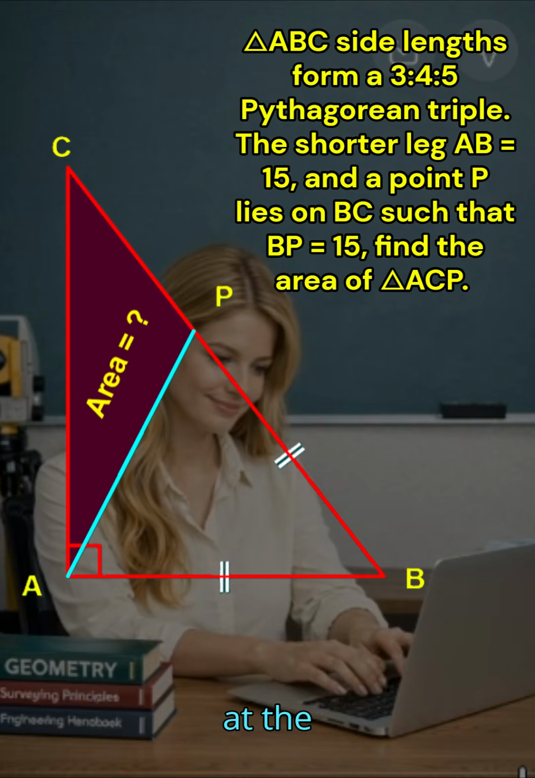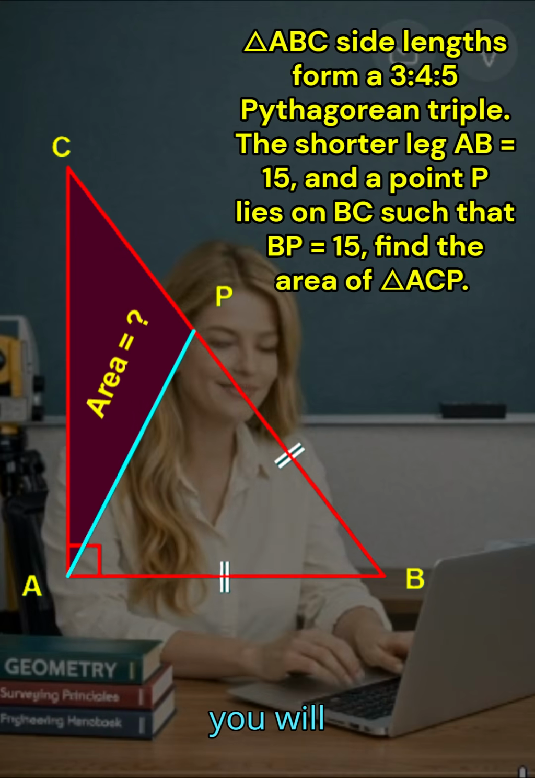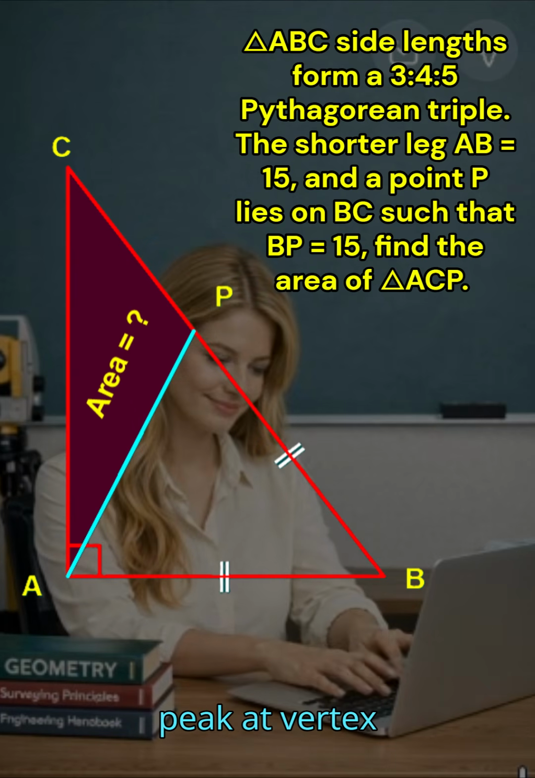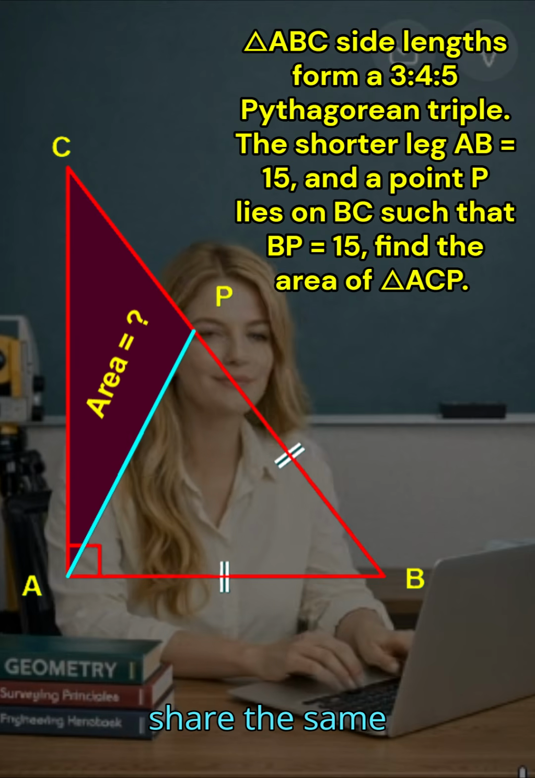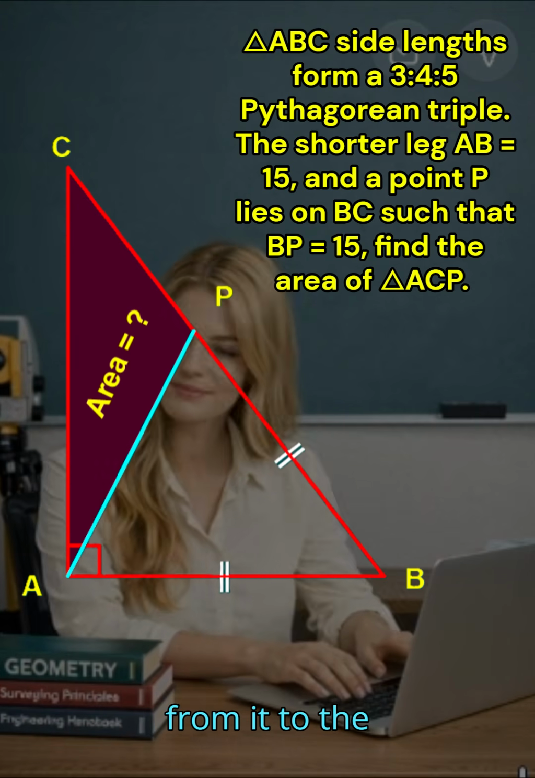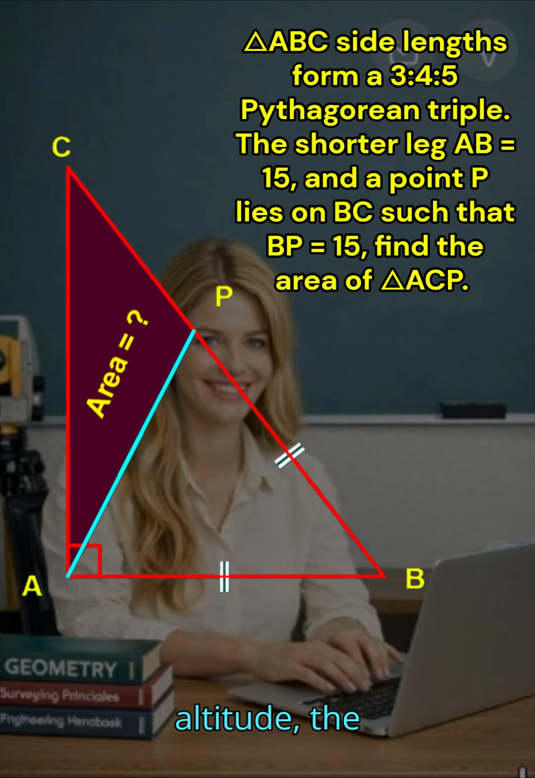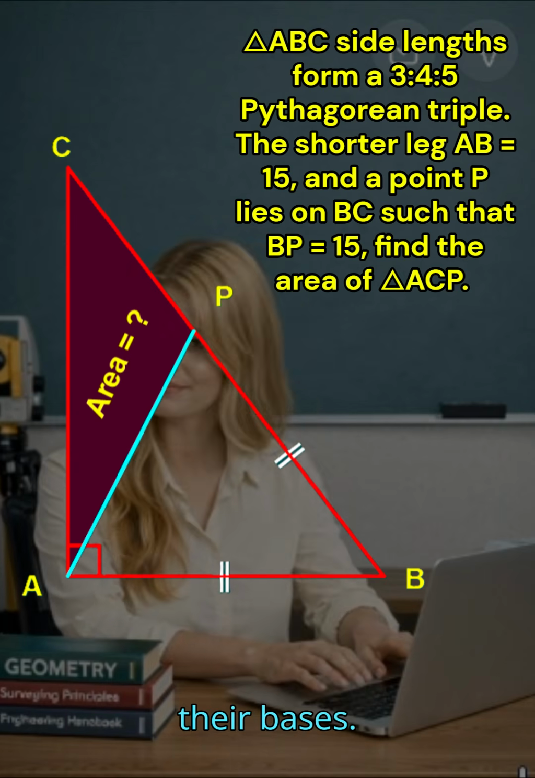Now, if you look closely at the original triangle ABC and our target triangle ACP, you will notice they both share the exact same peak at vertex A. This means both triangles share the same perpendicular altitude drawn from it to the baseline BC. When triangles share an altitude, the ratio of their areas is strictly determined by the ratio of their bases.